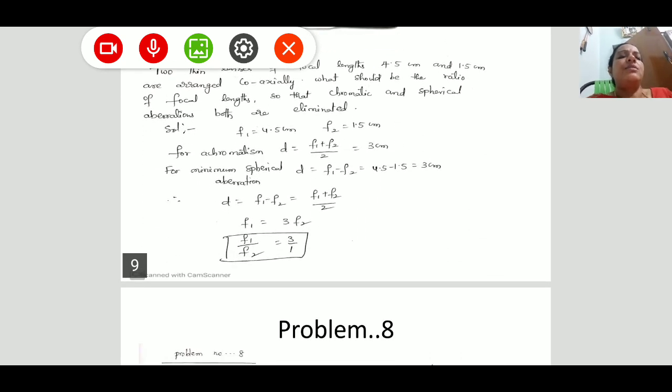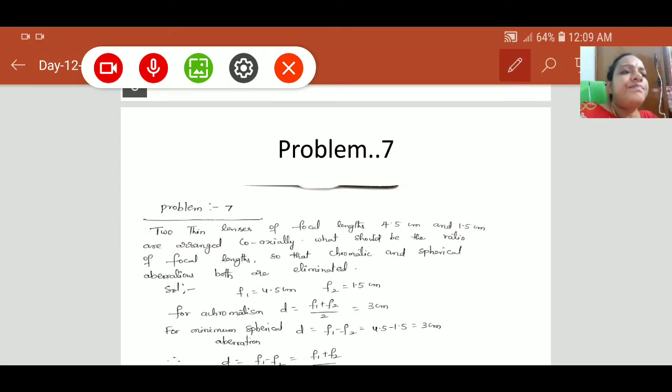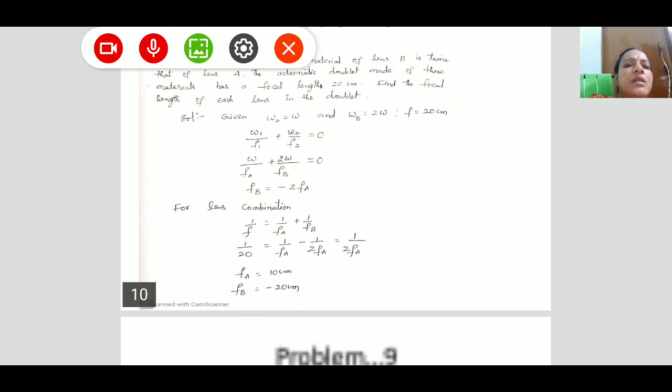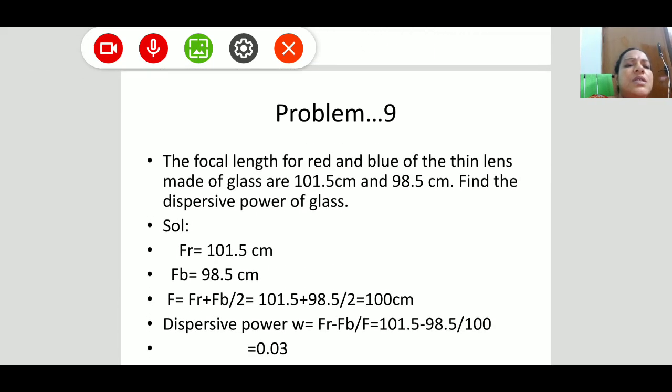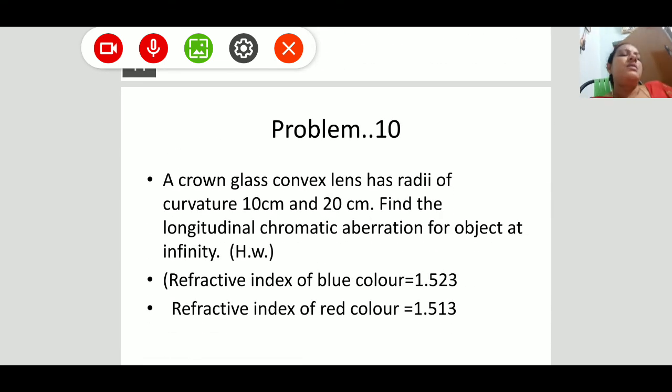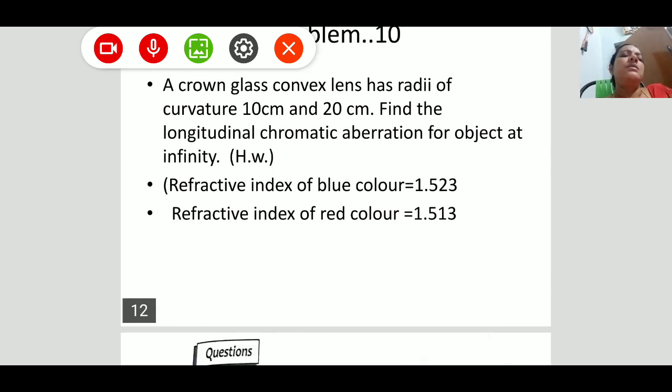This is also in the same problem, elimination of achromatism and spherical aberration. Next, this one also, just try this problem at your home. This is the focal length. Let us find the dispersive power of this one. Okay, try this one. This is today's class.